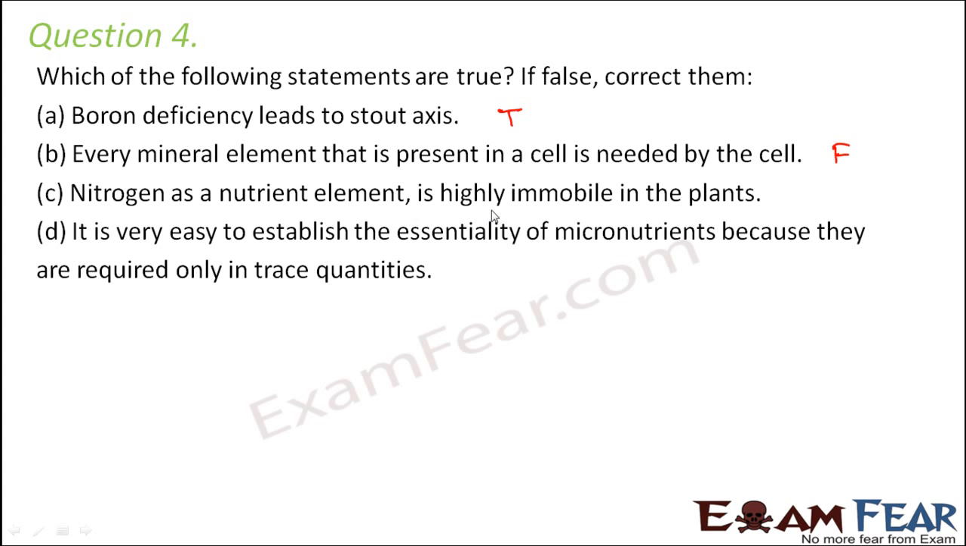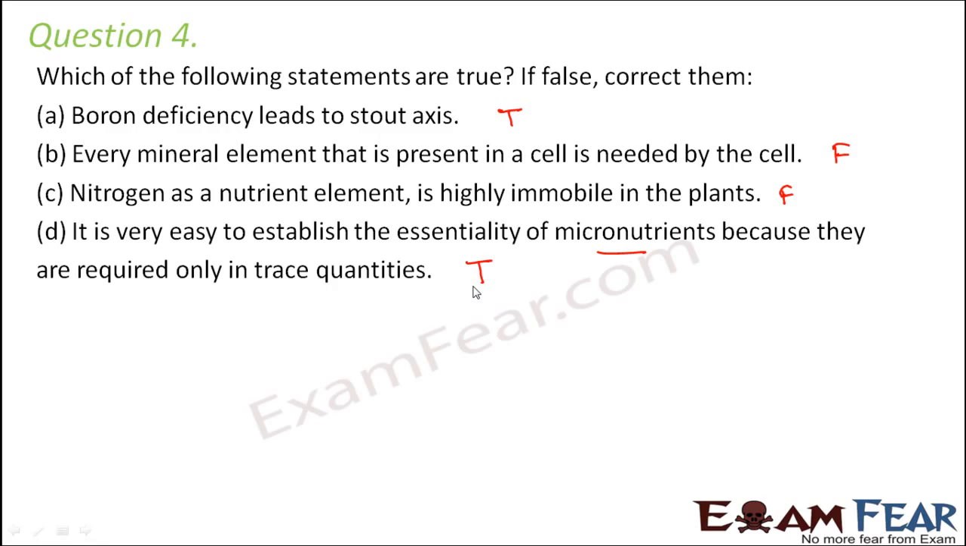Nitrogen as a nutrient element is highly immobile in plants. This is again absolutely false, because nitrogen is highly mobile. It moves from older parts towards the mature parts, and that is why the nitrogen deficiency symptoms are first seen in the older parts. It is very easy to establish the essentiality of micronutrients because they are required only in trace quantities. Absolutely true, because micronutrients will be needed in very small quantities. So it is very easy to understand how essential it is. So this is again a true statement.